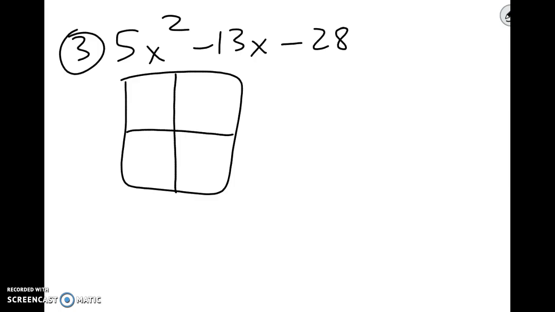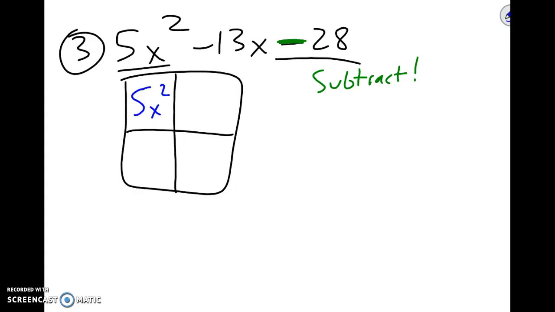Okay, so we've got that grid, and then step 2 says we're going to plug in the first and third. First term, 5x squared. Third term, negative 28. And remember what this minus means. The minus here means that we're going to subtract later. And so we're going to plug in the first and third terms. The first term is 5x squared, and that goes right here. The third term is negative 28. Not 28, negative 28.